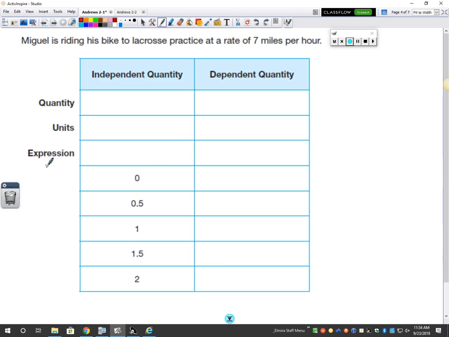Let's practice that again. So we've got Miguel, and he's riding his bike to lacrosse practice at a rate of 7 miles per hour. So I see the word rate, which you don't always get, so it's kind of a bonus. And it says 7 miles per hour. So my rate of change is 7. And then I see my units, dependent, independent. So my units are hours, and that's a unit of time. And my dependent is miles, and that's a unit of distance.